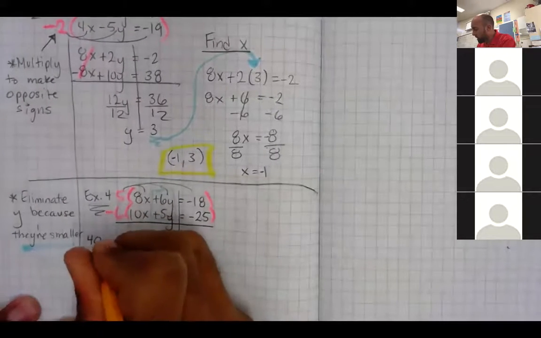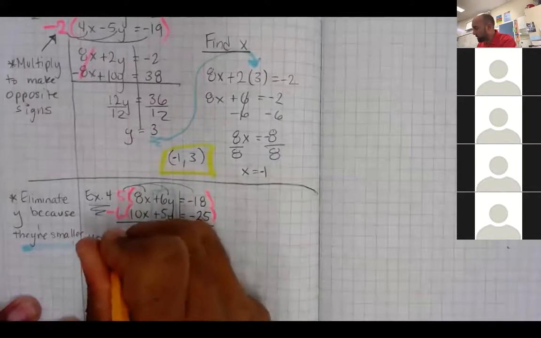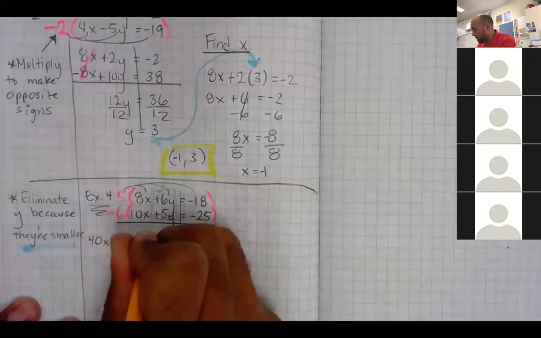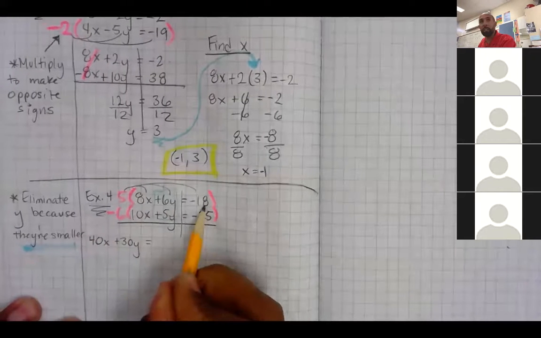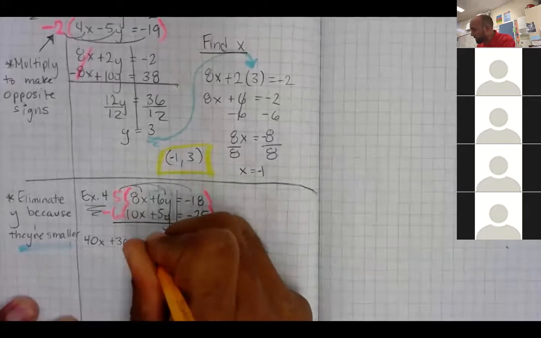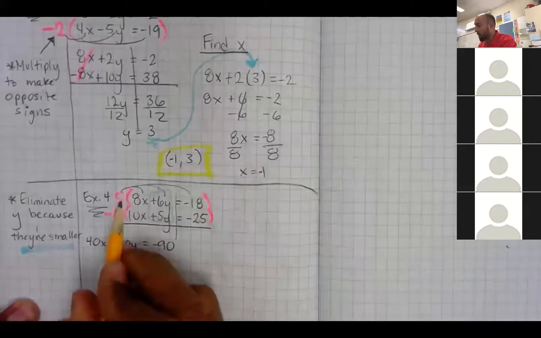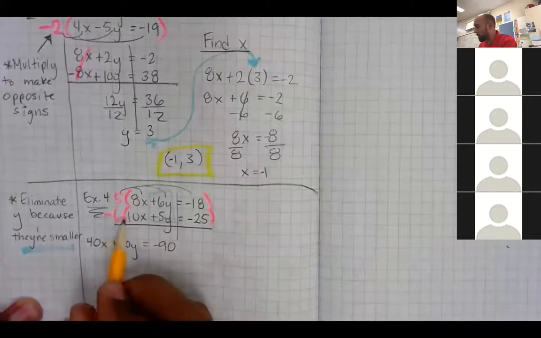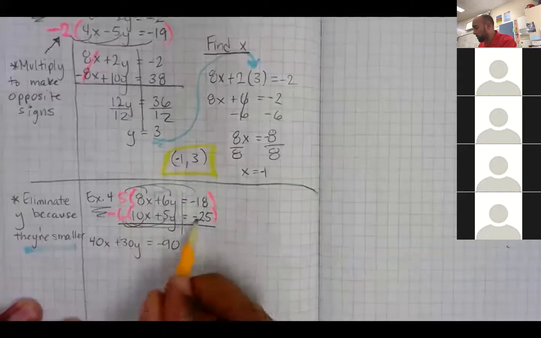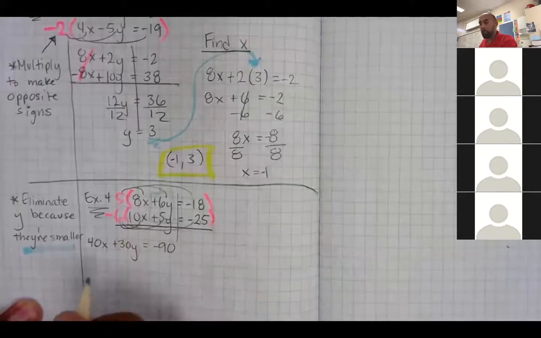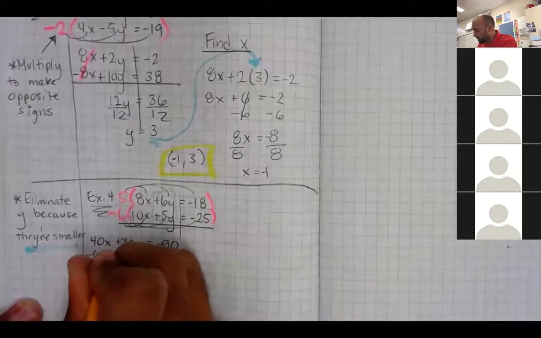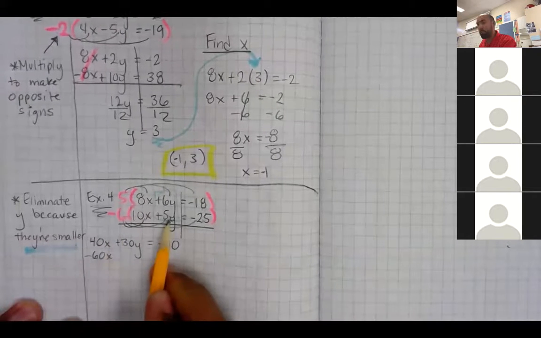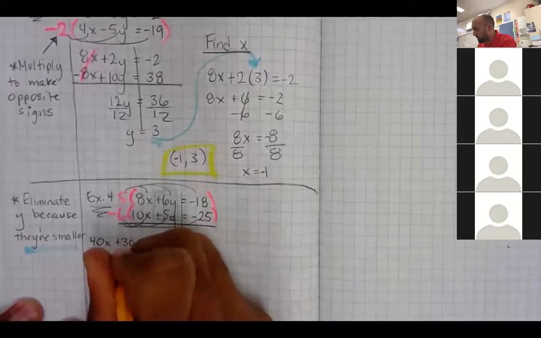First one's going to be 40x, then 5 times 6 is 30y. 5 times negative 18, that's going to be negative 90. It's a positive times a negative. Okay, then I'll do the same thing on the bottom. Negative 6 times 10x is negative 60. Negative 6 times 5 is minus 30.